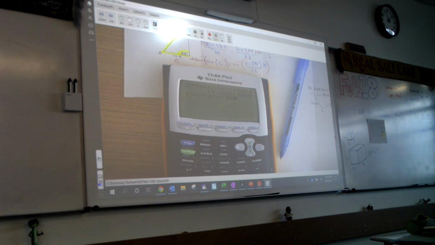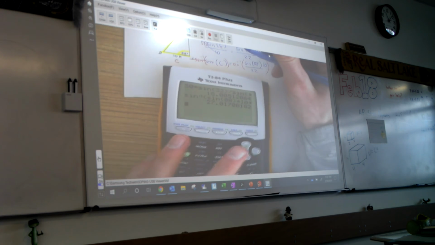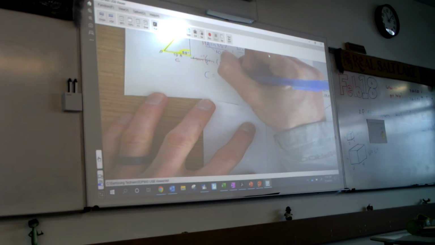Sine of 88. Make sure you close the parentheses after 88. And then after the 22, also close it from the sine inverse. Were you guys able to get 27? Yes. Awesome. That's what I got. 27 what? What are we measuring here? This is the angle C, so since it's an angle, we're going to be measuring in degrees.